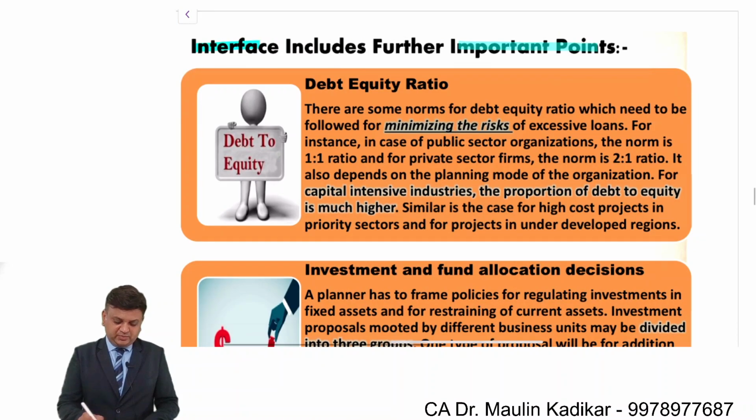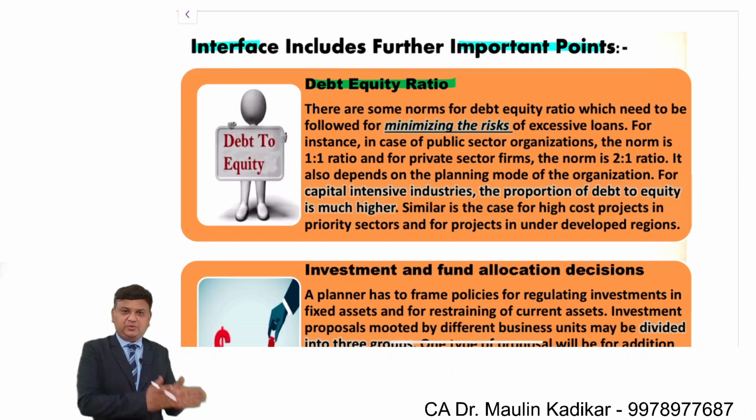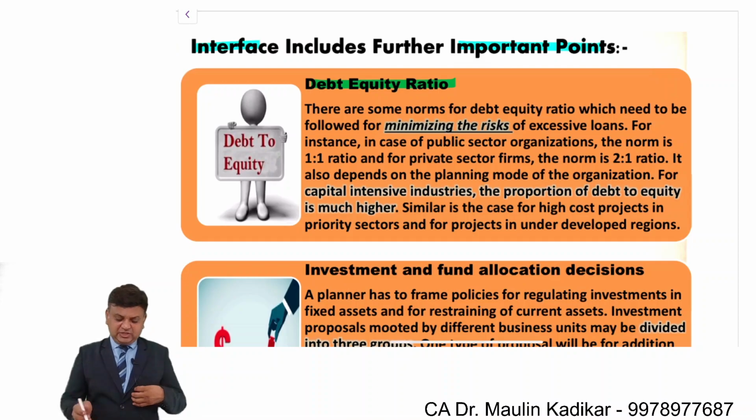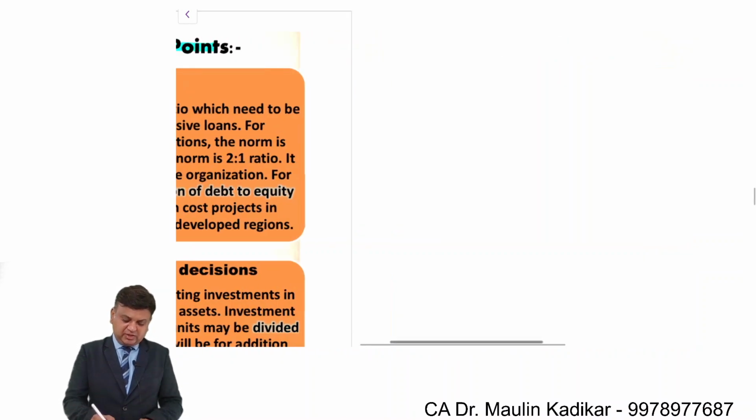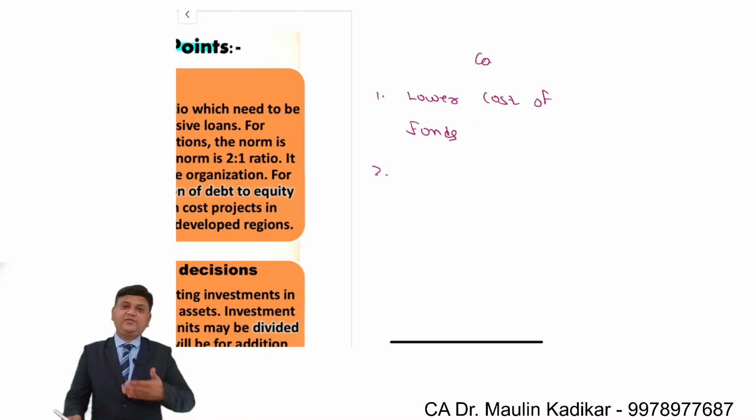Interface includes the important points, as first is the debt equity ratio. We know that the debt equity ratio indicates the proportion of the debt in the capital structure. Debt equity ratio will have the advantage to the company of lower cost of the funds. Why? Because when you are giving a fixed return to someone, then you can bargain for the lower rate.